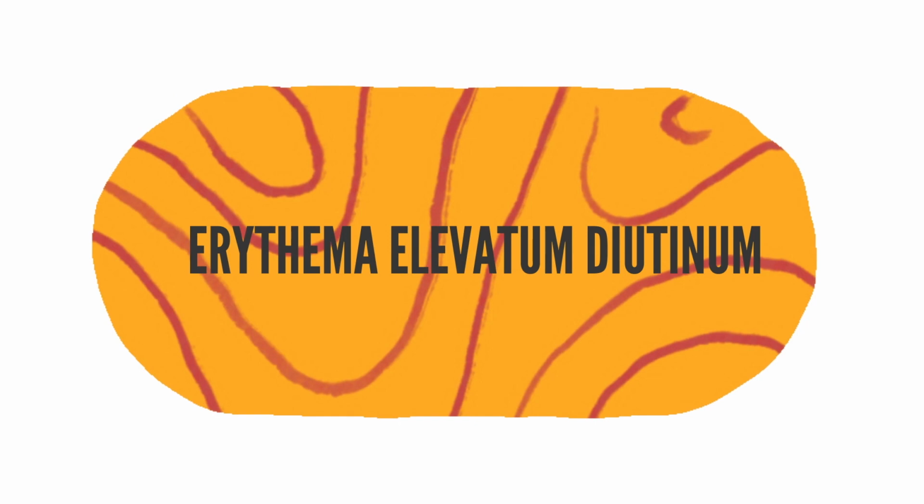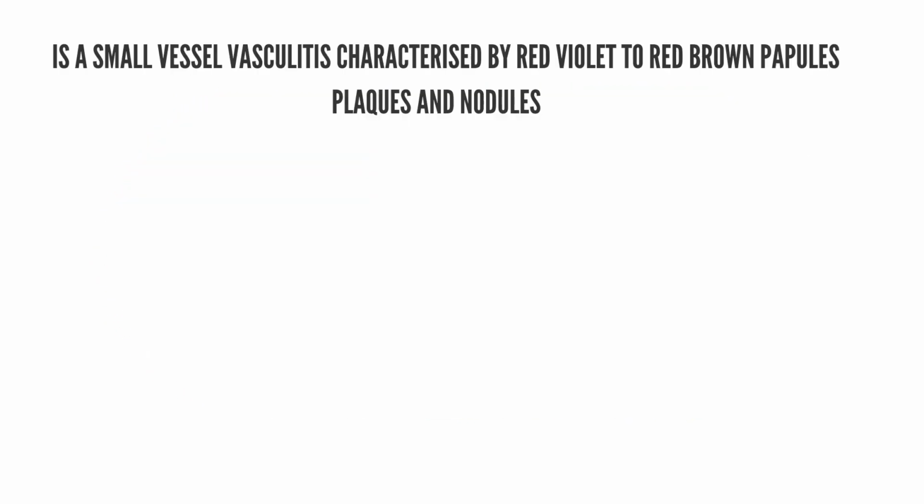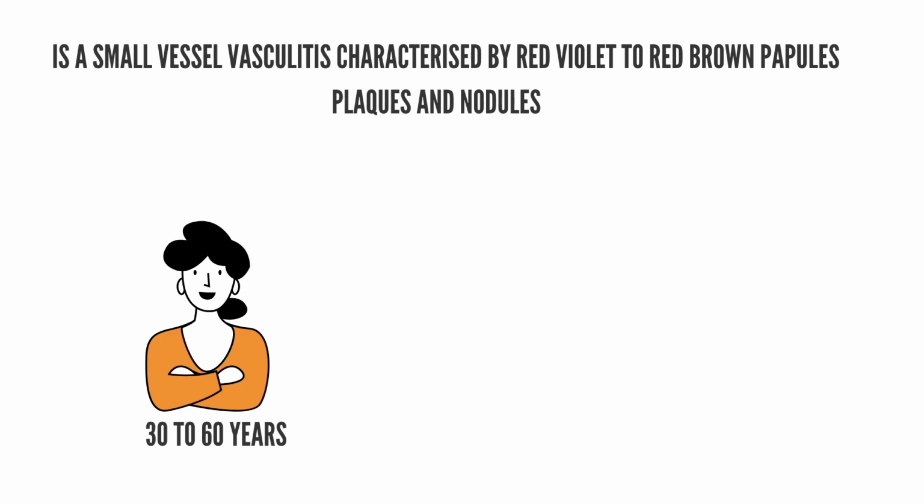Today I am going to talk about Erythema elevatum diutinum. Erythema elevatum diutinum is a small vessel vasculitis characterized by red-violet to red-brown papules, plaques, nodules that favors the extensor surfaces. The disease can develop at any age, but it is more common in middle age and older adults, around 30 to 60 years of age.